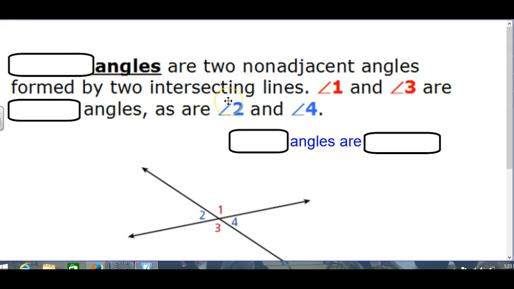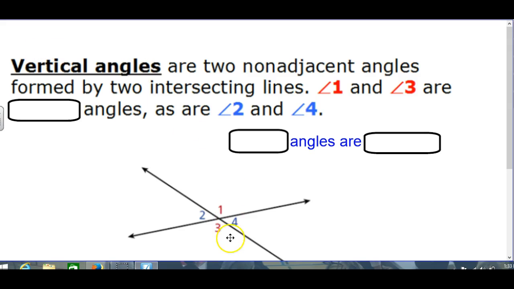Two non-adjacent angles that are formed by two intersecting lines, like angles 1 and 3, or angles 2 and 4, are called, do you remember the name? They are called vertical angles, and you're going to use this tons this year, vertical angles.